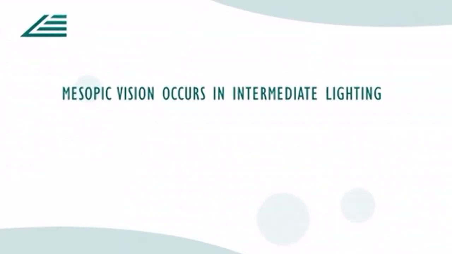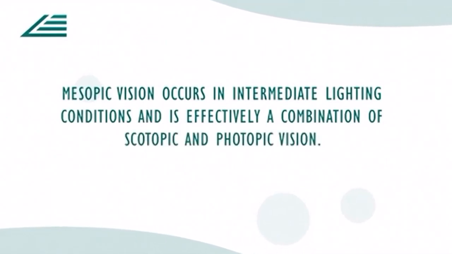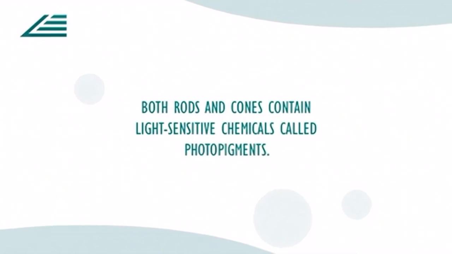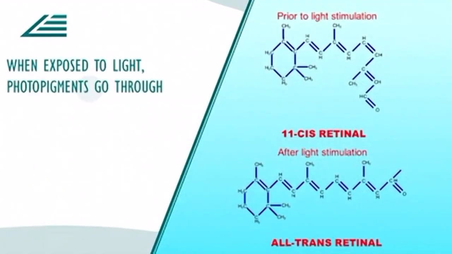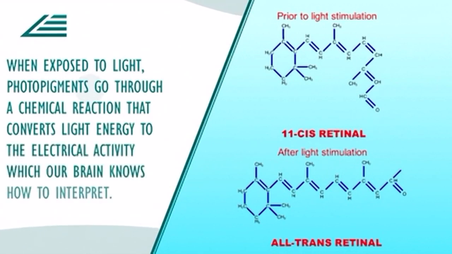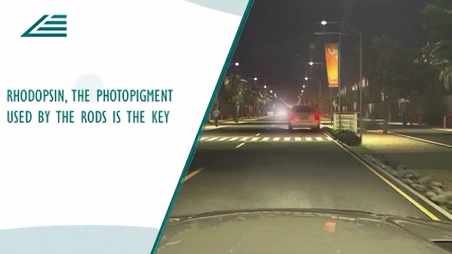Mesopic vision occurs in intermediate lighting conditions and is effectively a combination of scotopic and photopic vision. Photopigments. Both rods and cones contain light-sensitive chemicals called photopigments. When exposed to light, photopigments go through a chemical reaction that converts light energy to the electrical activity which our brain knows how to interpret. Rhodopsin, the photopigment used by the rods, is the key to night vision.